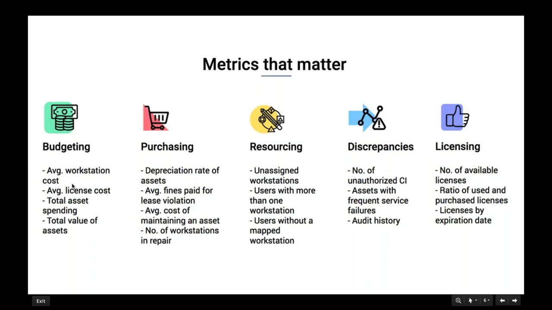The average workstation cost. So what is the current average workstation cost? So if you've got 100 assets in your organization, 100 laptops, what is the average cost of these 100 laptops? That will give you an idea about a per laptop cost when you go for procurement. Average license cost, right? So once again, license is a soft asset that you own. So in order to manage its cost, you may also have to study the average license cost that you possess and also total asset spending. So the cost of ownership of an asset should also be studied. Total value of the assets, right? So all these will help you with budgeting in the coming days.